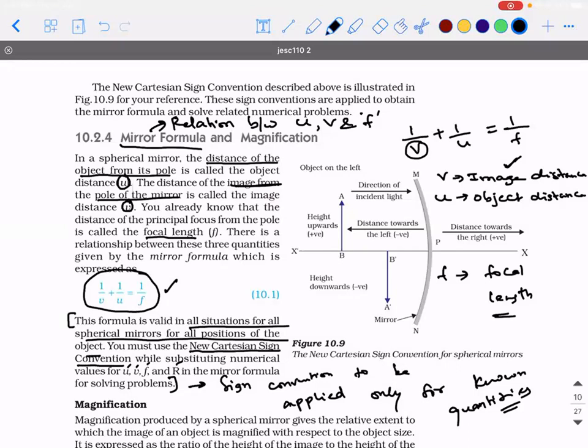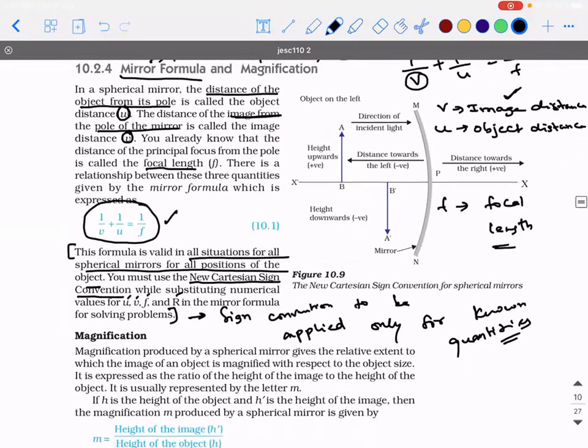Yes, sir. Next. There is a formula, another term called magnification, or more technically, linear magnification, which is generally not used in your 10th standard. So here, what does magnification mean?